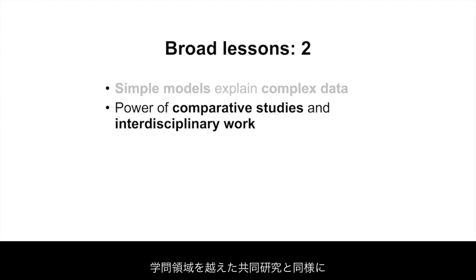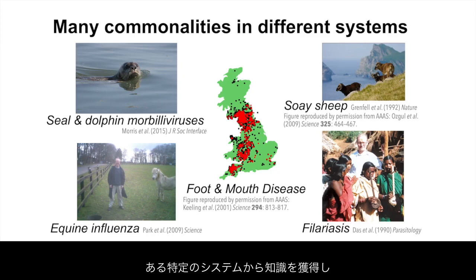Secondly, comparative studies can be extremely valuable, as can collaboration across disciplines. We can often draw lessons from particular systems and apply them more broadly. Here are just a few examples from my 4 decades of research. It was while I was looking at epidemics of influenza in horses that I really started developing some of the ideas that would become central to the theories of phylogenomics. Thinking about spread of morbilliviruses in seals and dolphins informed useful analyses of invasion and persistence in human diseases.